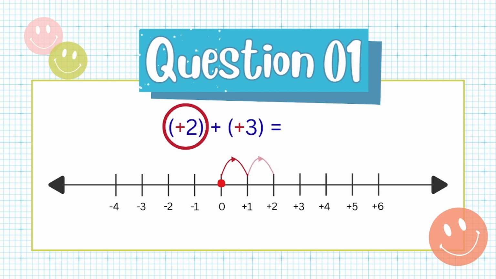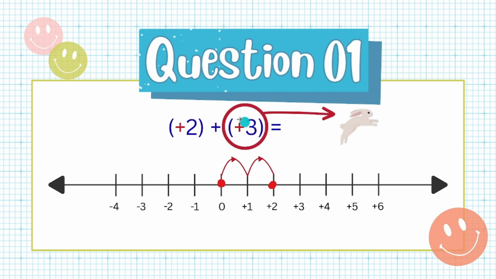Only 2 hops are there, so 2 represents 2 hops towards right. Then mark plus 2. We have to move to the next number. After marking the first number, the second number is plus 3. Again, can you see the sign is plus, positive. So according to the bunny game, you have to jump towards right.